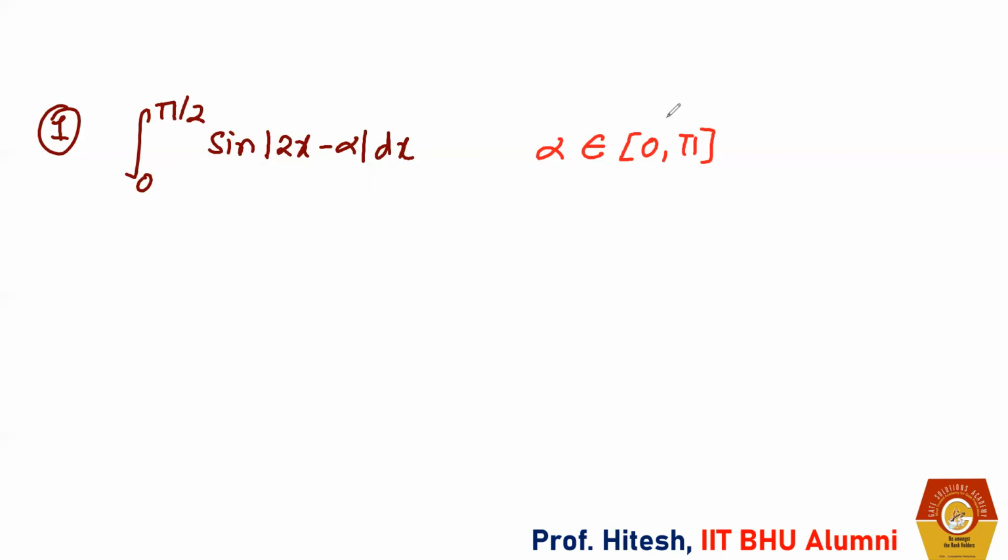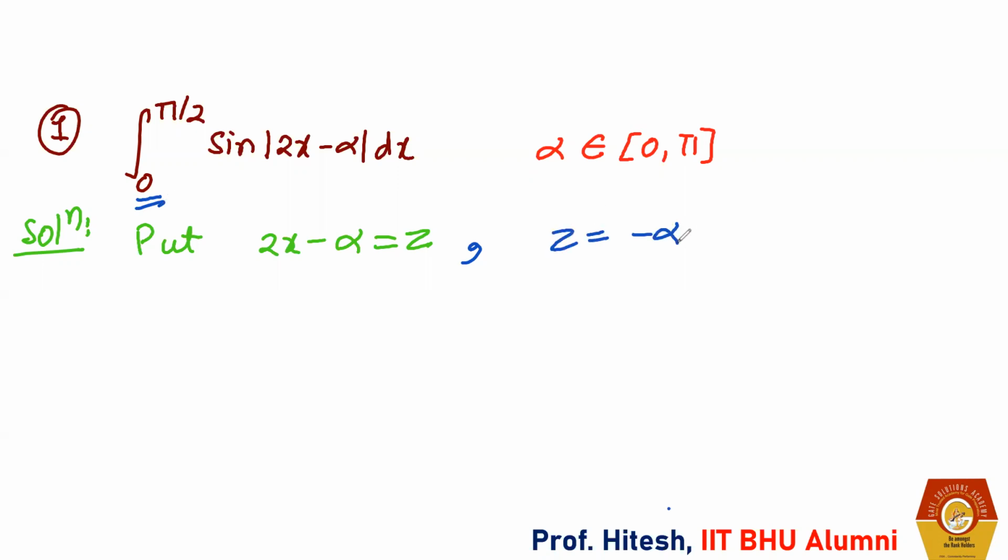Okay, so what we will do, let me put the solution. Put 2x minus alpha equal to t, or any variable z. So what will happen when x is equal to 0? z will be minus alpha. When x is equal to pi by 2, z will be pi minus alpha. Quite easy, there is no doubt.